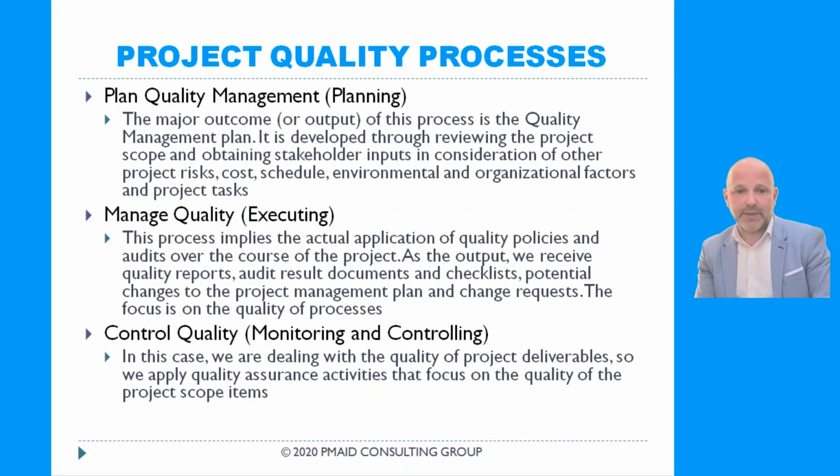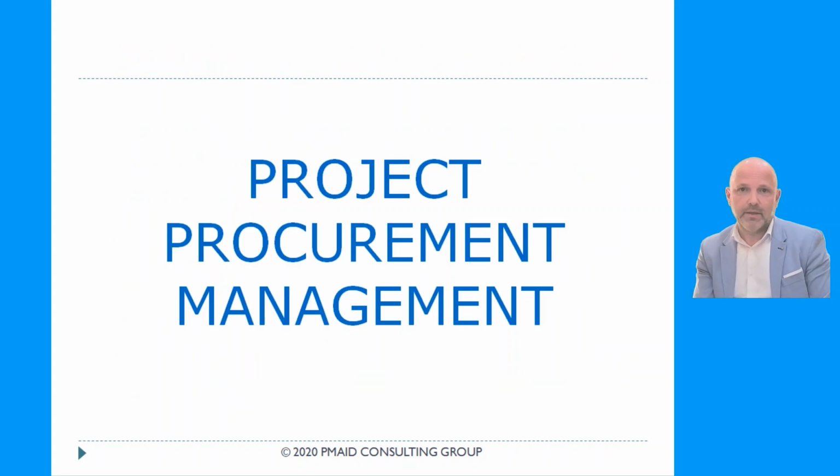Control quality. This is a monitoring and controlling process. In this case, we are dealing with the quality of project deliverables. So we apply quality assurance activities that focus on the quality of the project scope items. And we'll talk about project scope in the next lesson. Because project scope is not only the scope of our product, it's all the work that we do on our project. A few words about project procurement management.